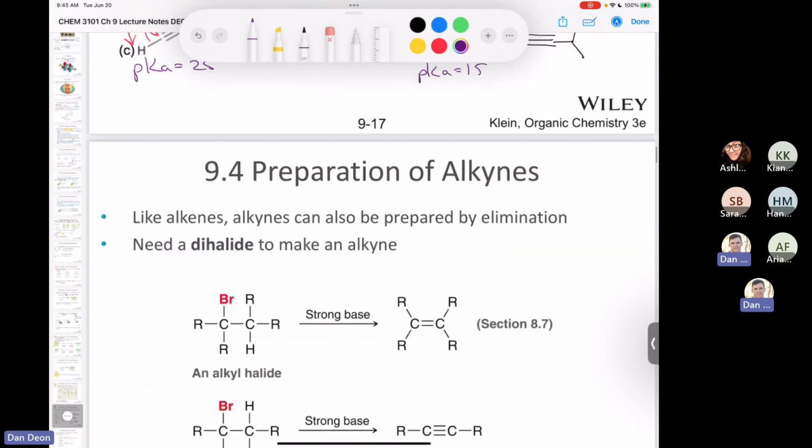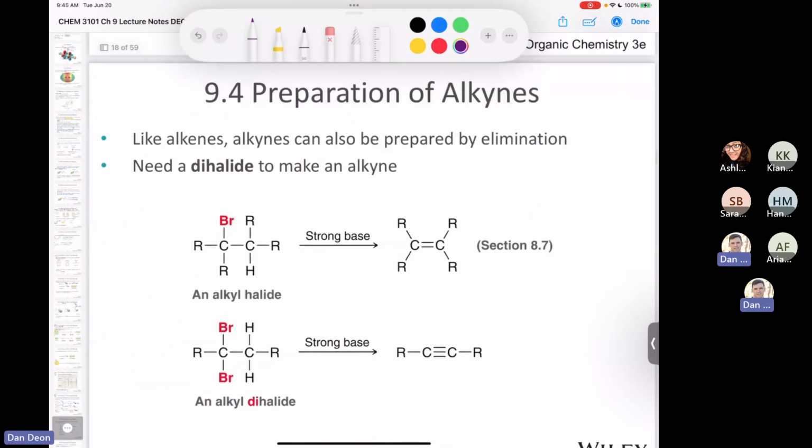All right, so let's talk about how you make an alkyne. So how would you make an alkyne? The good news is that you kind of use reactions from chapter 7 and 8. So again, there's nothing really majorly new here. It says, like an alkene, an alkyne can also be prepared by an elimination reaction. So this is kind of like via an E2 reaction. Now, in order to make an alkyne, we need a dihalide.